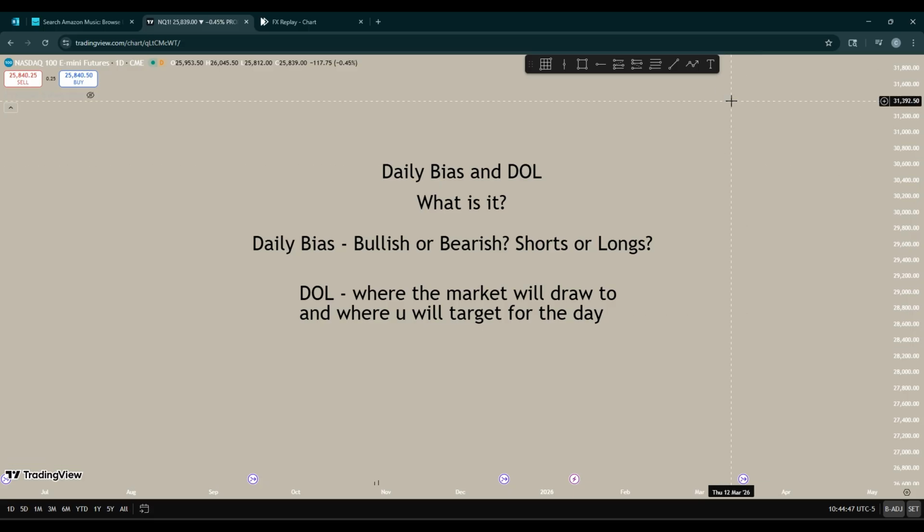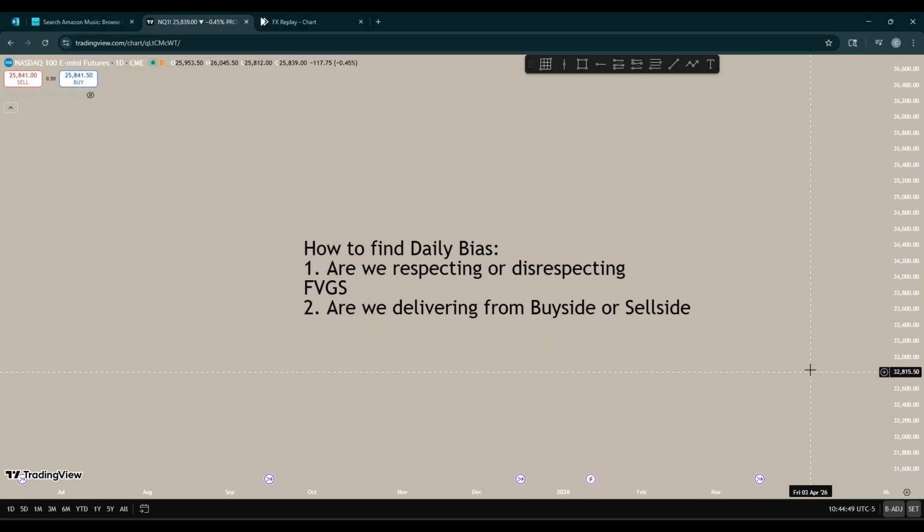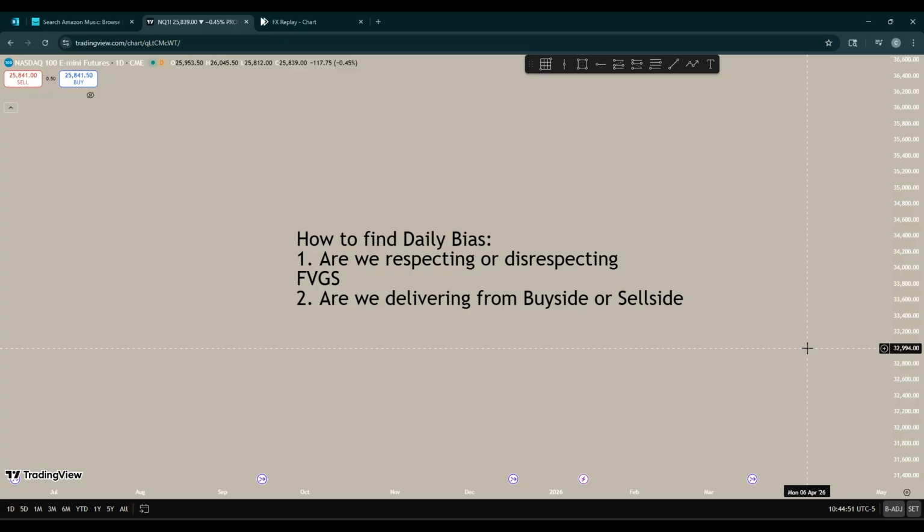So how do we identify it? This is how you find your daily bias, and this will determine where your drawn liquidity will be, if it's going to be higher or lower. To find your daily bias, you ask two questions. Are we respecting or disrespecting fair value gaps? And are we delivering from buy side liquidity or sell side liquidity?